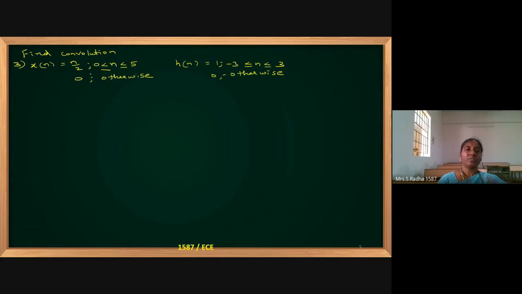Now if you see from the equation, it says x of n is the first signal, and it exists from 0 to plus 5. N value varies from 0 to plus 5. So 1, 2, 3, 4, 5. And the height of the signal is n by 2. 0 by 2 is 0, and 1 by 2 is 0.5. And the x-axis is the n value. So 2 by 2 is 1, and 3 by 2 is 1.5, and 4 by 2 is 2, and 5 by 2 is 2.5.